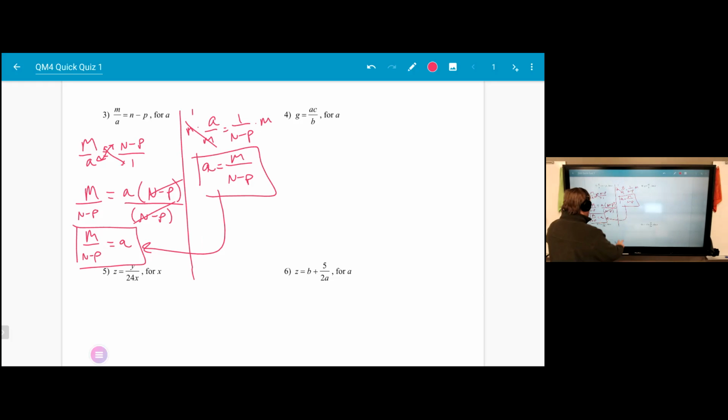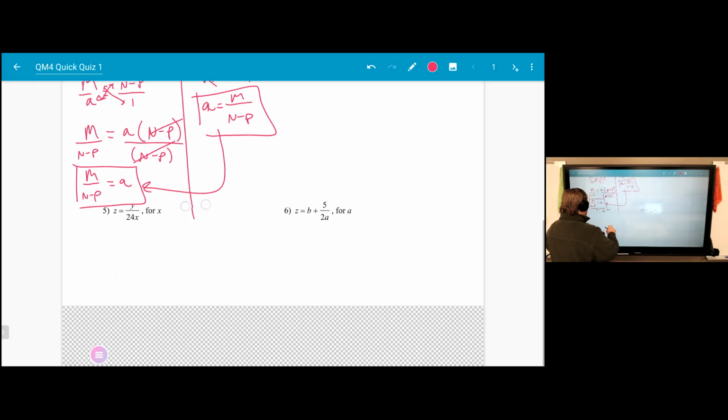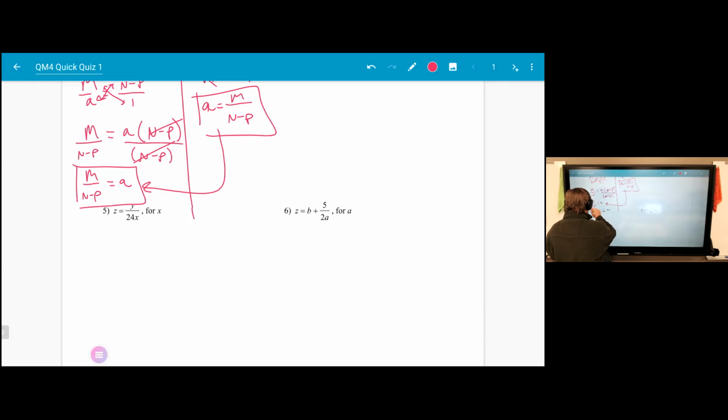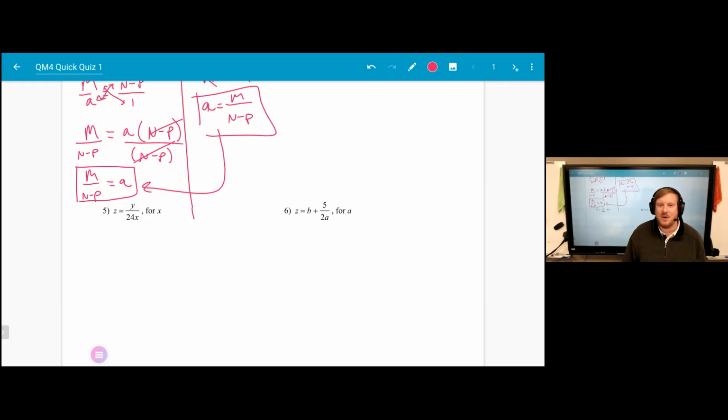Fantastic news. All right, number 5 is the last one I'm going to do on this part here. I will put the answers, though, up on Google Classroom. We have z equals y divided by 24x. Hey, it's another one. We've got the variable we're looking for in the denominator. So we're going to do this same thing. You could, again, do one of two ways. I like the flipping method.